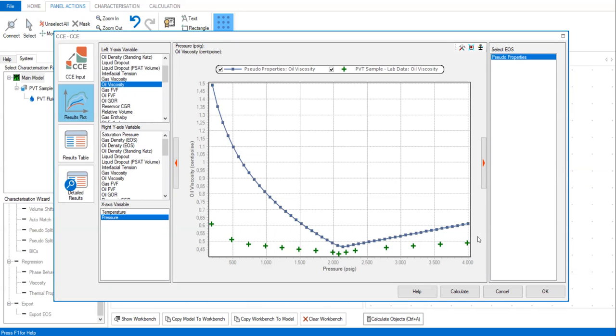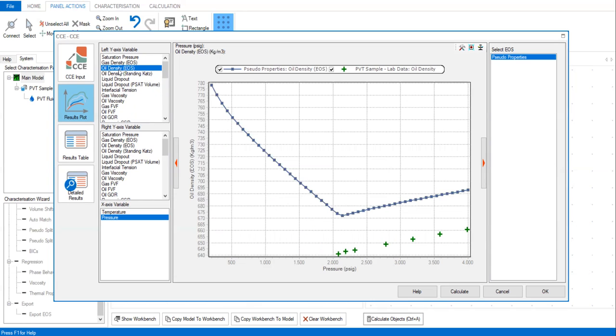Okay, so that's the checking for the constant composition expansion. So by reviewing this, we now know that we need to improve the matching for the viscosity, of course, and then, of course, for the density. And this will shape the strategy for our regression. Okay, but we will not do the regression now. We'll be going to compare the matching quality for the differential liberation until finally we will reach the regression phase.